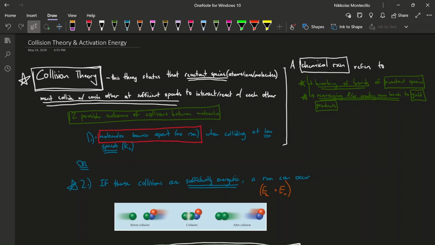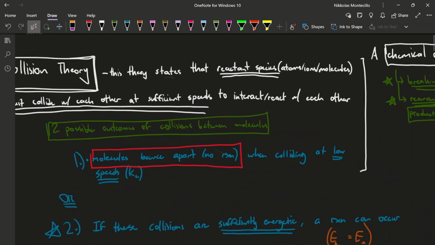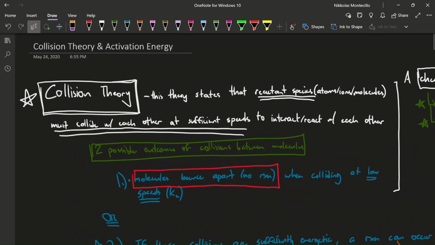In this video, we're going to be continuing our discussion of chemical kinetics, and today we're going to be studying collision theory and activation energy. So, collision theory states that reactant species, which include atoms, ions, or even whole molecules, must collide with each other at sufficient speeds to interact or react with each other.